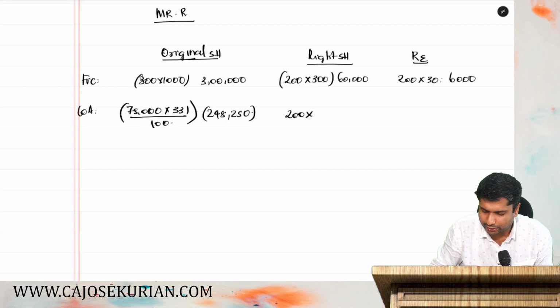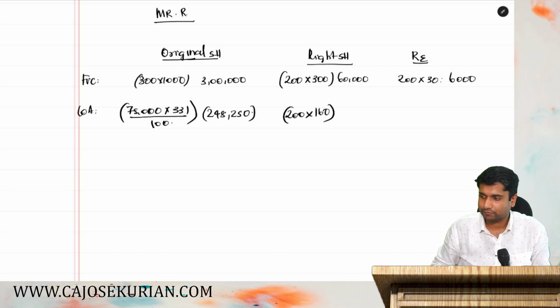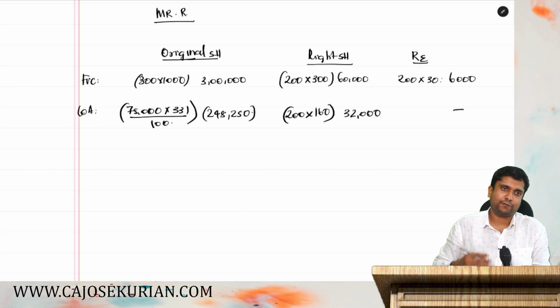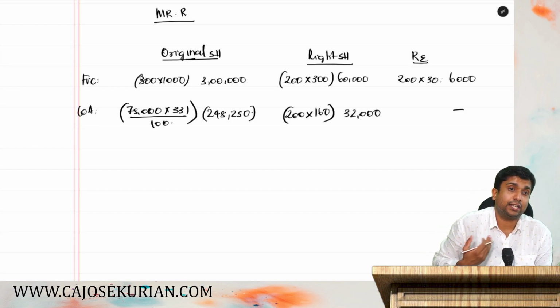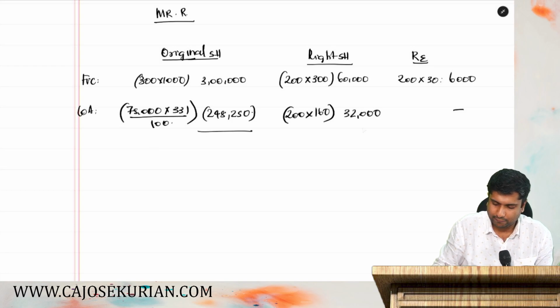So 200 into, what was the right price? 160 per share. How much will be the cost of acquisition of right shares? 32,000. Now, how about right entitlement? Nil. Because as I've told you, for right entitlement you don't incur any cost of acquisition. It's absolutely free. So let's compute the capital gains now.